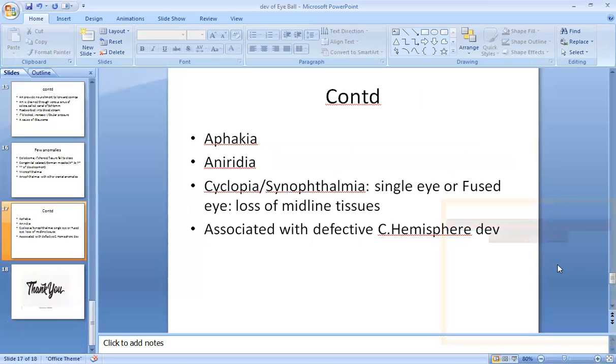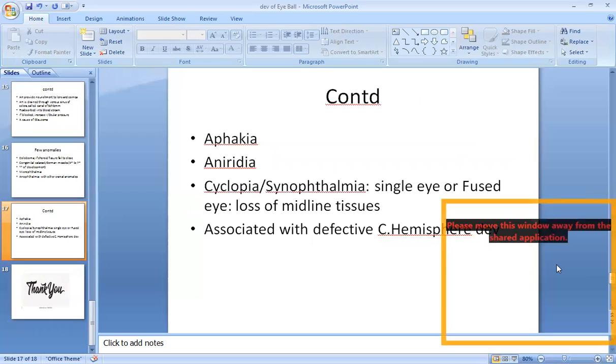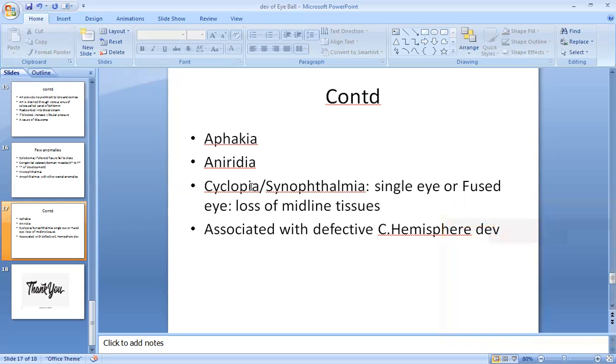Aphakia and aniridia, loss of iris. There is no iris in that. Loss of development of the iris is called aniridia, and the other is cyclopia or synophthalmia. Cyclopia is usually called a single eye, and synophthalmia is the fusion of both eyes at the center. Almost both are the same. Either we call it the single eye or the fusion of both eyes in the center.